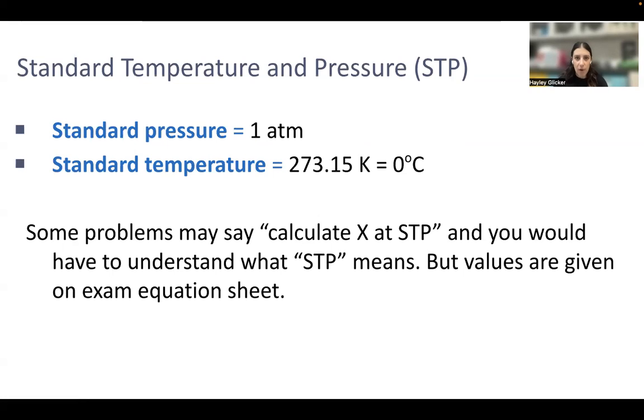Sometimes you might see problems that say this experiment was run at STP. You then have to understand that that means standard temperature and pressure, and use your standard pressure and your standard temperature. These values are given on your equation sheet, so you can always refer to it, but you still have to know what STP is in order to apply it.